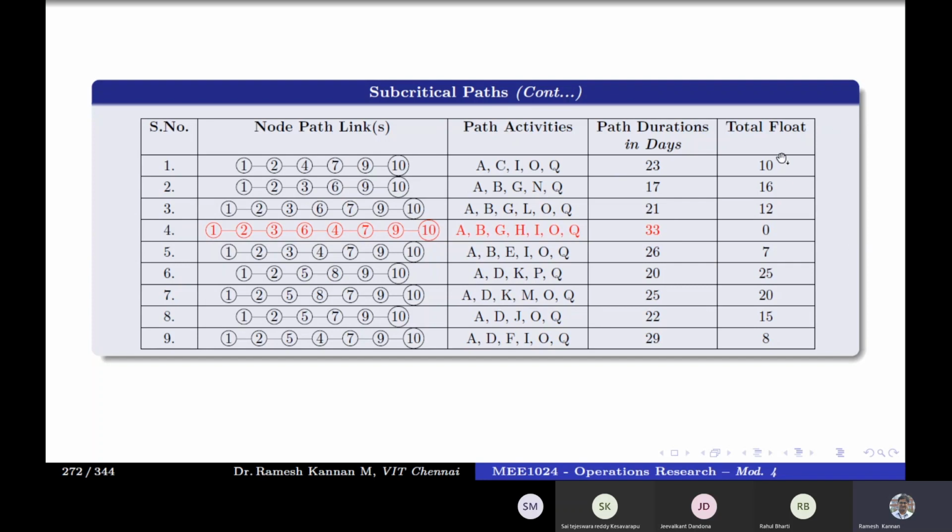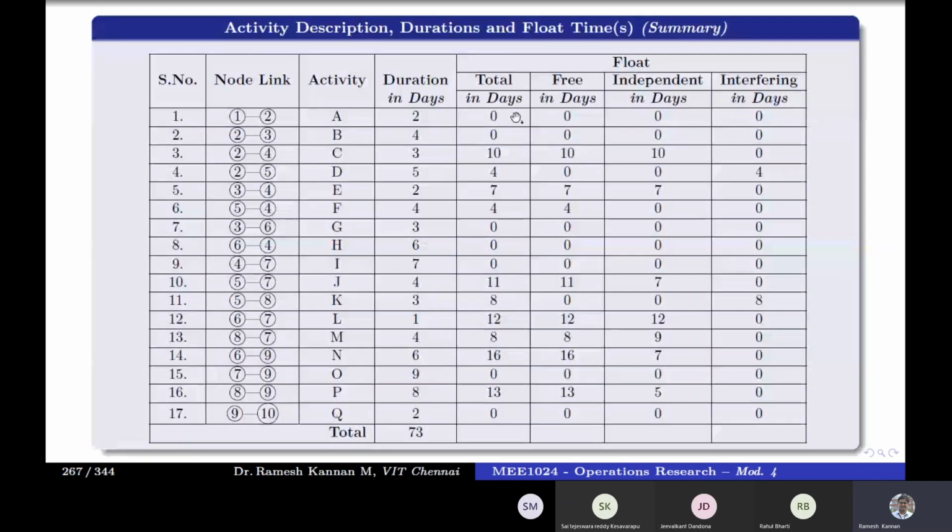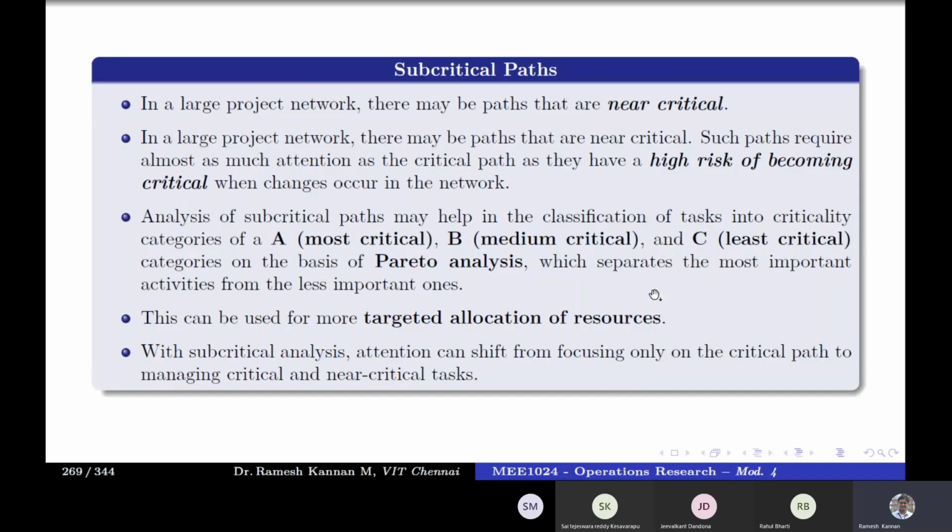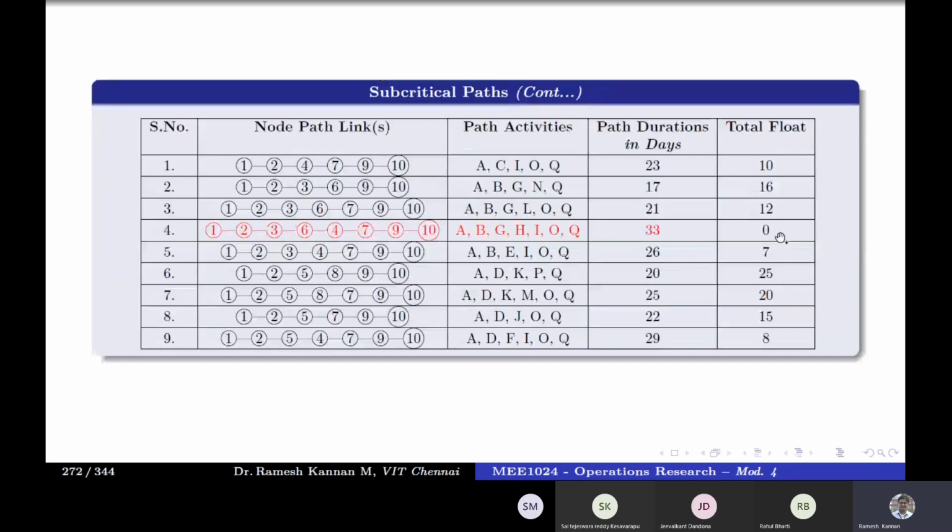Then the total float. How do we get this? We use this table to add up all the total floats in, for example, the critical activity. A is 0, B is 0, then G is 0, H is 0, I is 0, then O is 0, then Q is 0. So for critical activity, the total float will become 0. That is why it is called critical path, which means that it doesn't have any buffer time.